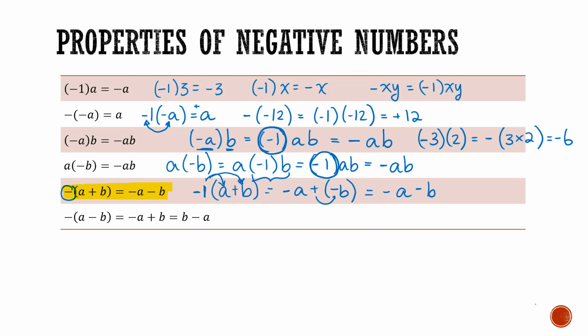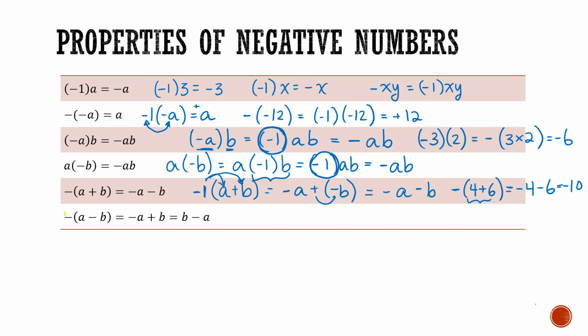So -a minus b. For a numeric example, let's think of -4 plus 6. We know that inside the brackets is going to be 10, so then we'll end up with -10. But what we can do instead, we can start to think of this as -4 minus 6. So we have -4 minus 6, and this also gives us -10.